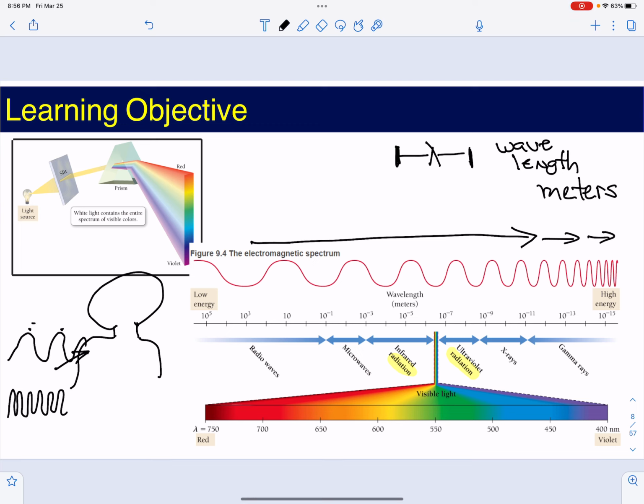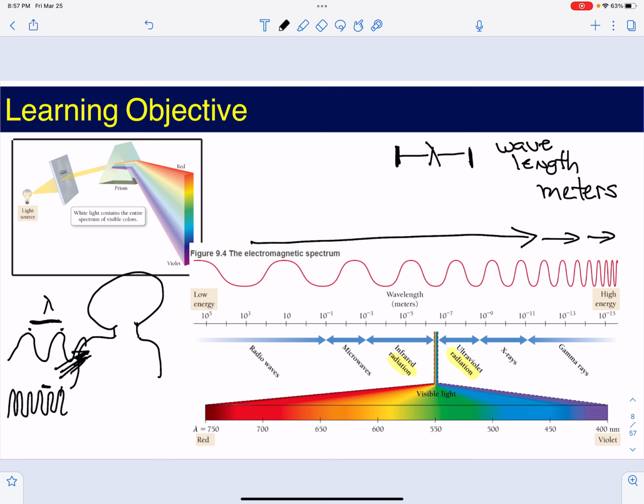So this will be the one with a longer wavelength, and this will be the one with a shorter wavelength. And imagine that every time a peak gets to you, it hits you on the shoulder. So I want you to visualize that as a measurement of energy. The faster it can hit you, that means that it has more energy. The longer it takes to hit you, that means that it has less energy.